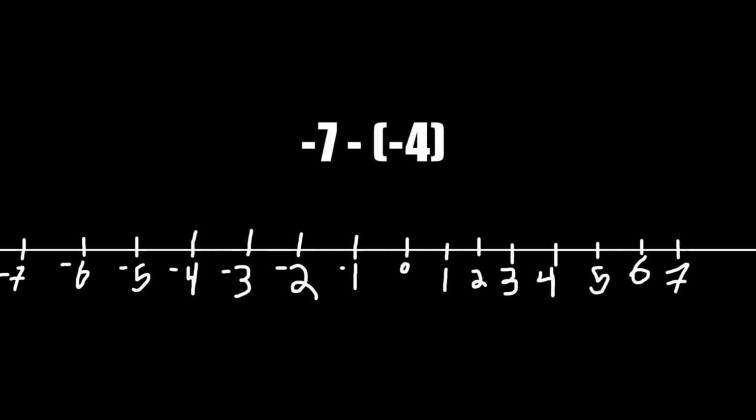So this is the next practice problem for you guys to try. Negative 7 minus negative 4. Subtracting a negative number is the same as adding the positive equivalent. So this turns into negative 7 plus 4. Let's figure out the answer.